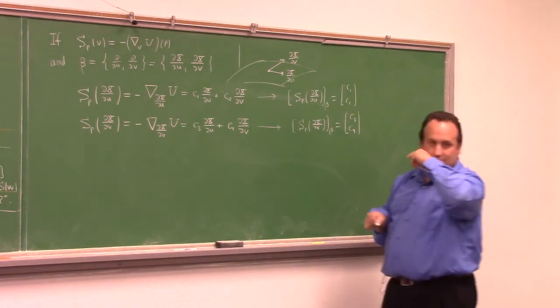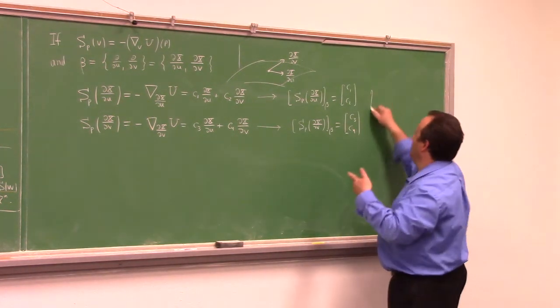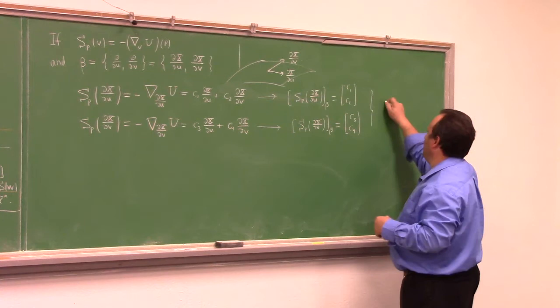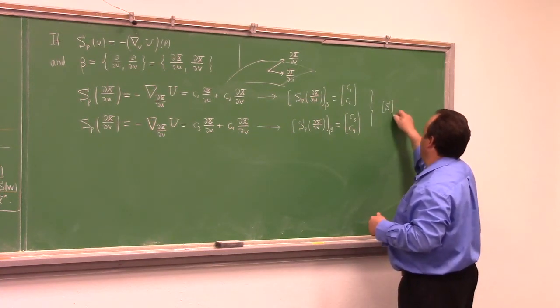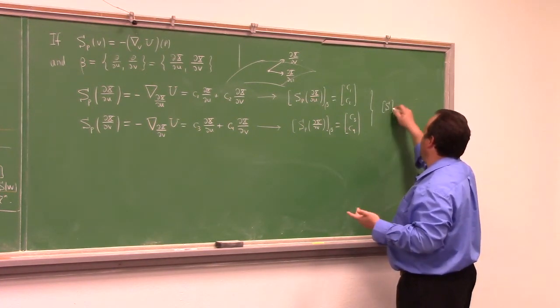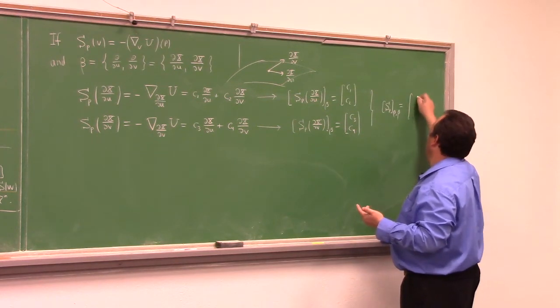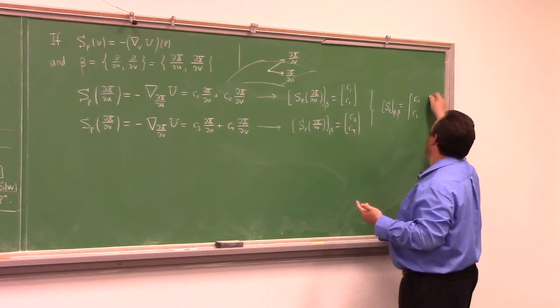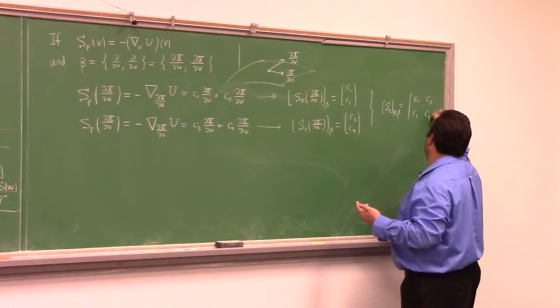Right? And if I had all that, then I would have a stone cold formula for the matrix of the shape operator with respect to the beta basis. And it would be C1, C2, C3, C4 as I've written them here.